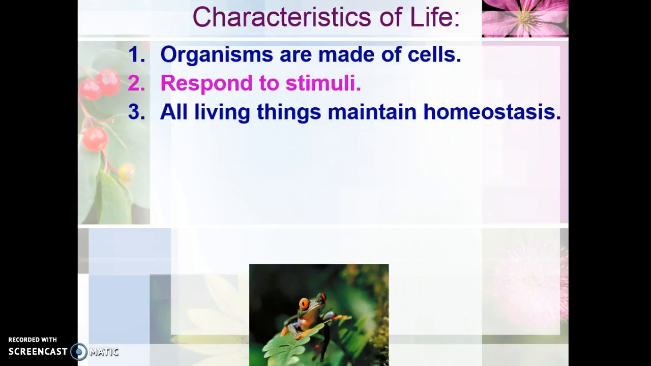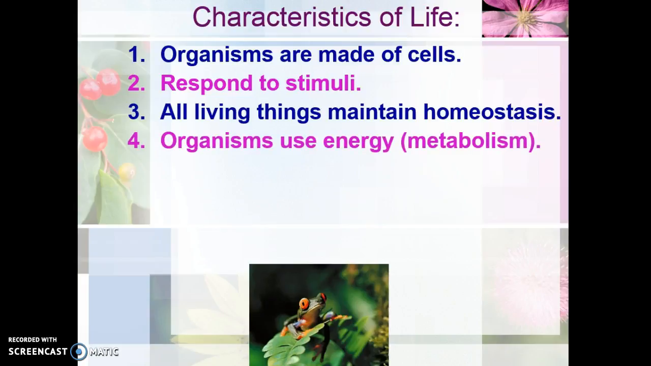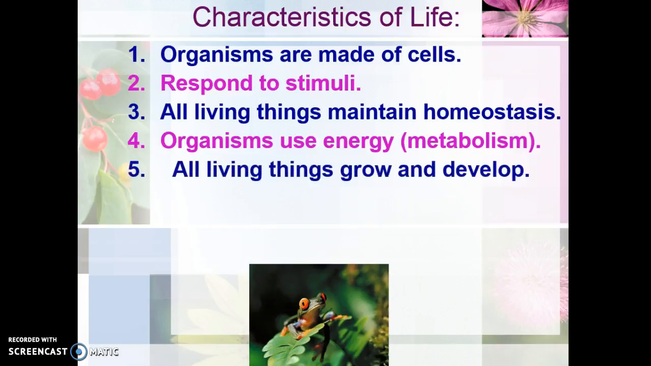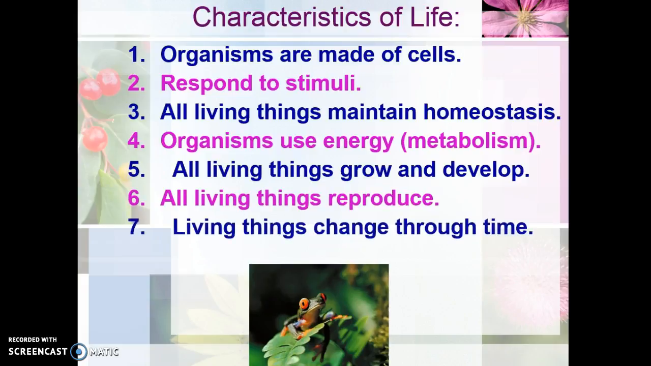Organisms use energy, which is also called metabolism, so that's how they use their energy. In humans, a lot of times you hear people say they have a high metabolism or a slow metabolism, and that just determines how quickly you're able to use the energy that you put into your body. All living things grow and develop, so over time mature and go to their adult size. All living things reproduce, and living things can change through time. We're really just looking at evolution and how organisms change over time.